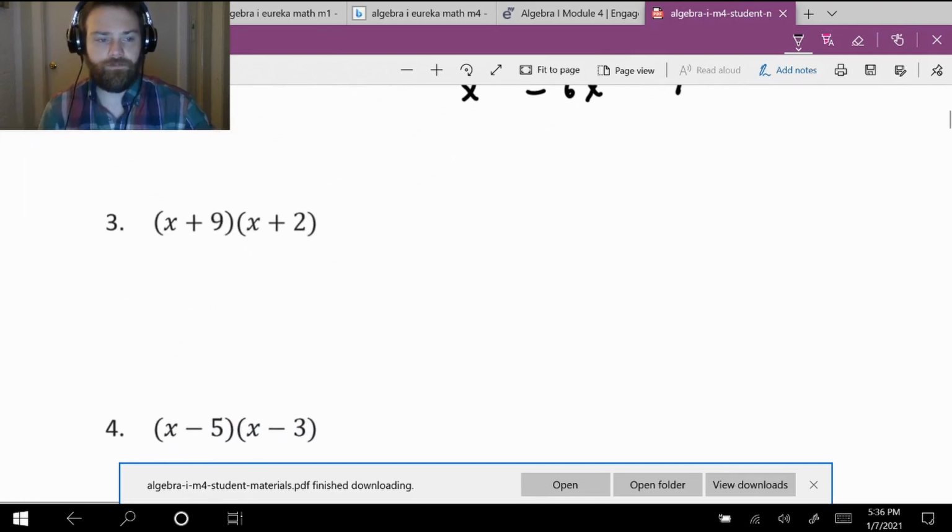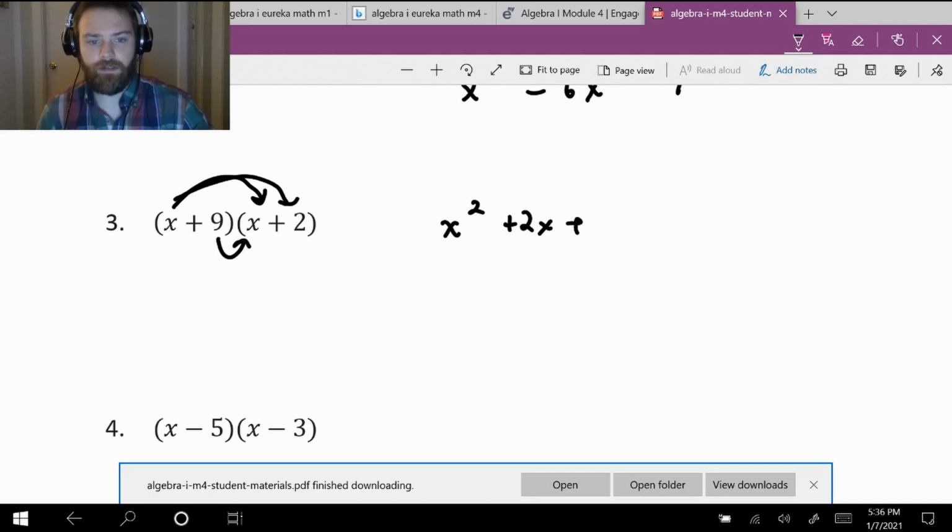So that's it. So then if I go down here and I multiply these, x times x is x squared, and then I've got 2x. 9 times x is 9x. 9 times 2 is 18. So I'm left with x squared plus 11x plus 18. Not 118.